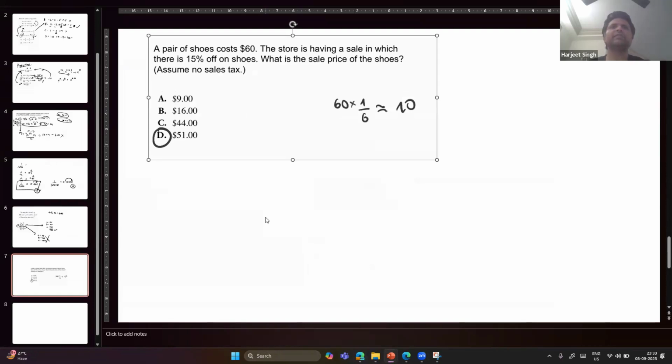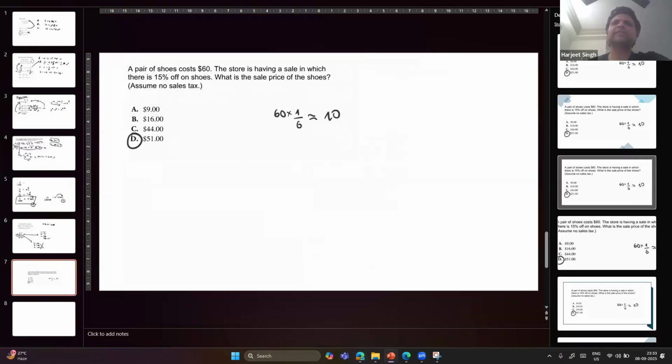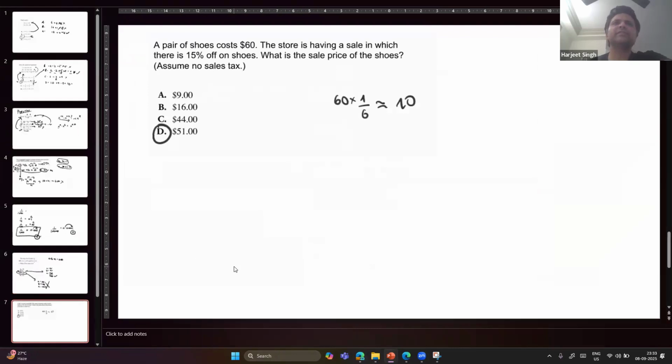So this is the question, right? Now, a pair of shoes is costing $60, and on sale with 15% off. So we learned the method of factors, right? Factors. Did we? I'm not so sure.